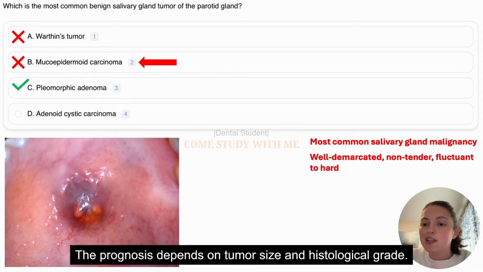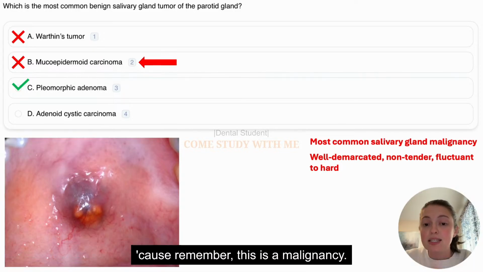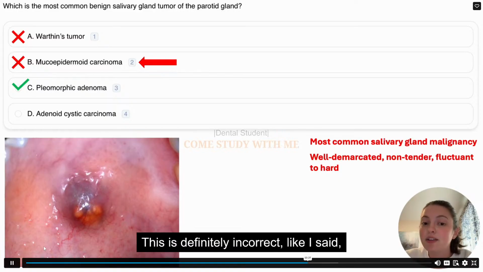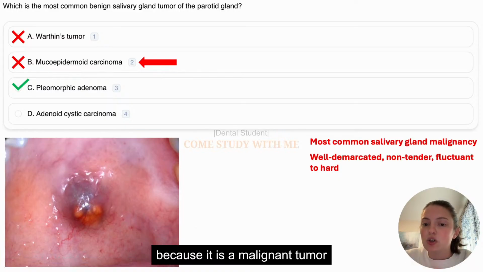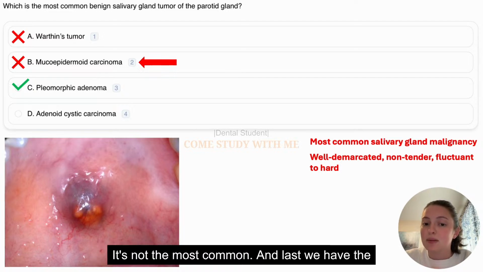The prognosis depends on tumor size and histological grade, because remember, this is a malignancy. This is definitely incorrect, like I said, because it is a malignant tumor and is not the most common salivary gland neoplasm of the parotid. It's not benign, and it's not the most common.